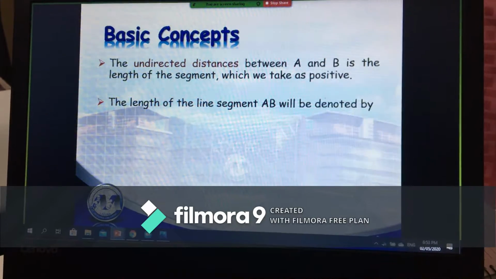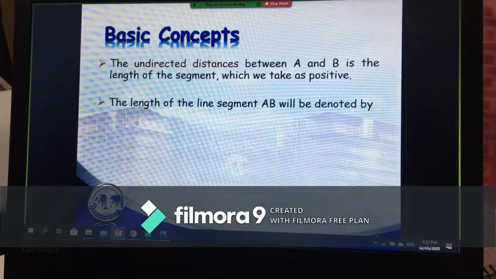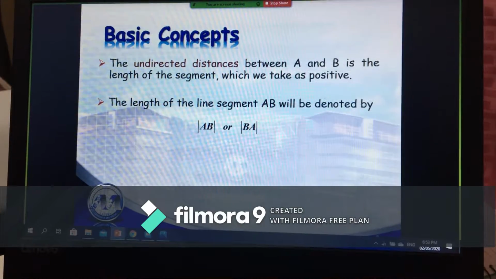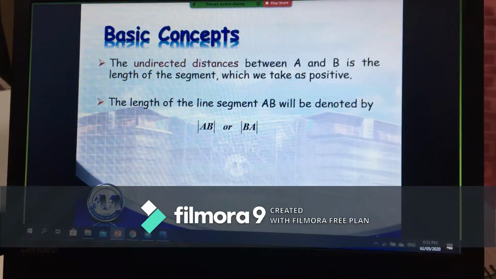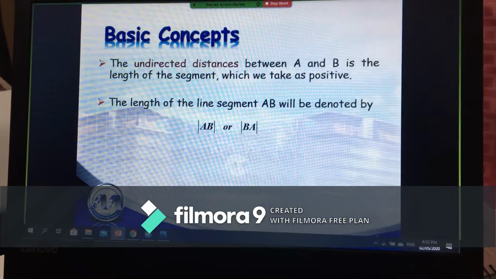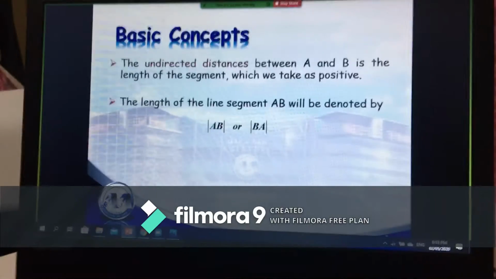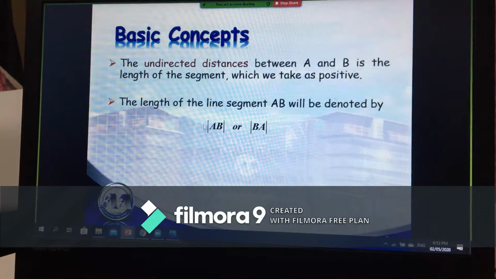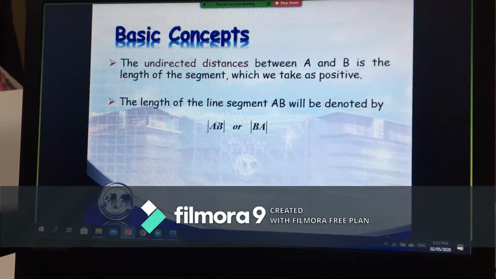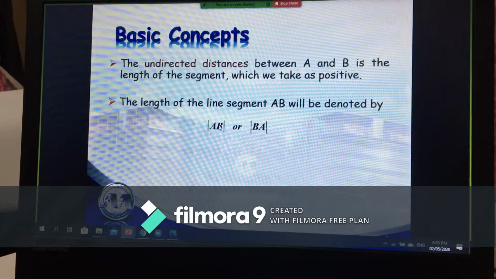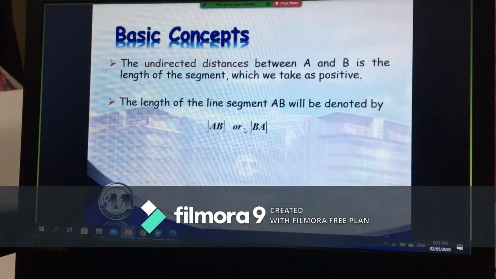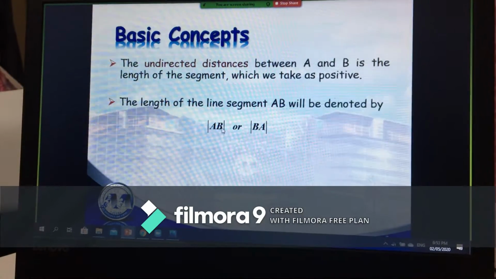So the length of the line segment AB will be denoted by this symbol. We have, how do you read this one, class? You have AB and then there's two lines left and right. How do you read that one? Class, how do we read this? Patricia, how do you read this?